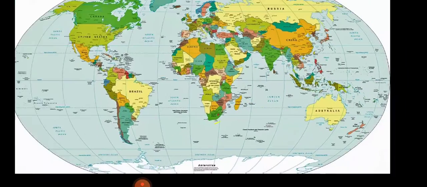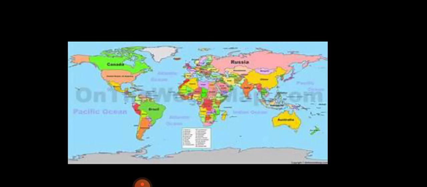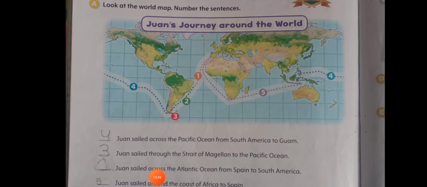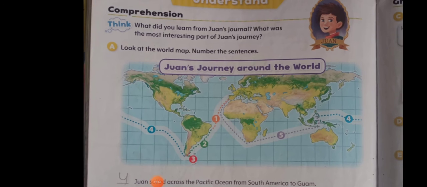Okay, so now it's time to move to our bookwork. Let me see the time. It's 12 minutes. Okay, what did you learn from Juan's journal? What was the most important, interesting part of Juan's journey?